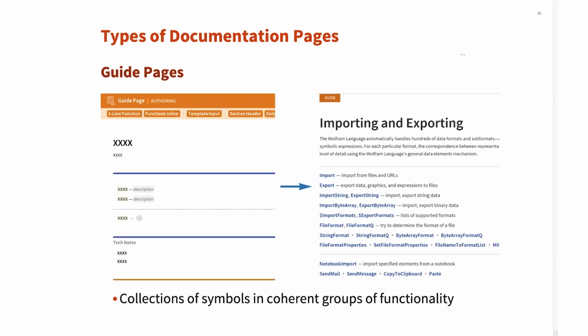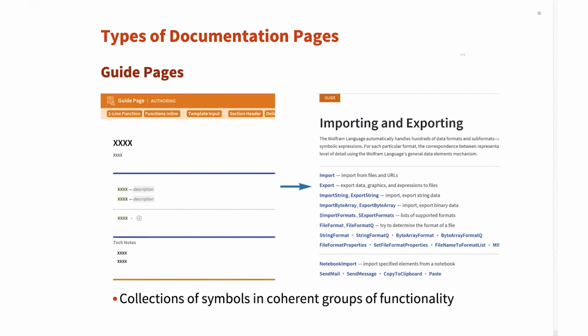Okay, the next type of documentation page, we've got guide pages. Guide pages are kind of the parent level of reference symbol pages, right? You would write a guide page to collect symbol pages into a coherent group of functionality. Maybe you have, in this case, I'm showing here one for importing and exporting, right? Of course, the built-in system has hundreds and hundreds of guide pages. Maybe your Paclet will have one, maybe your Paclet will have 10, maybe your Paclet will have none. It's usually a good idea to have at least one, but there's nothing technically standing in the way of having zero, if that makes sense for your Paclet.